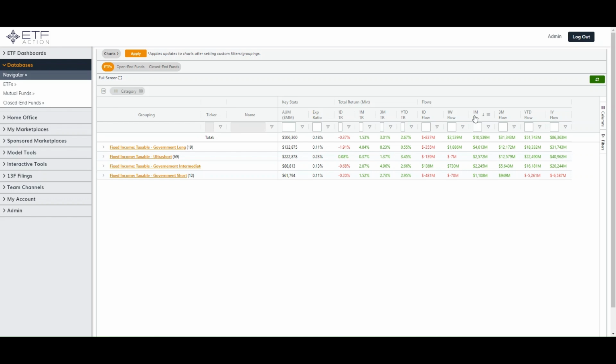A great site to look at that is cmegroup.com. They have great charting and the CME FedWatch tool. So I recommend going and checking that out if you have some extra time and you want to look more into rates and probabilities.